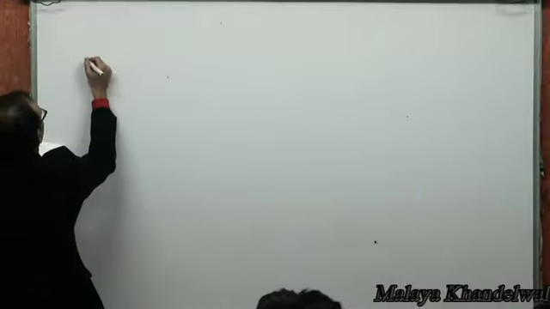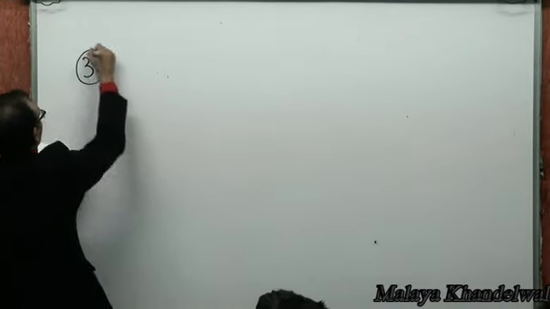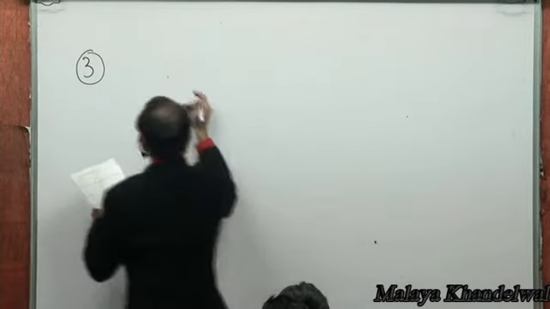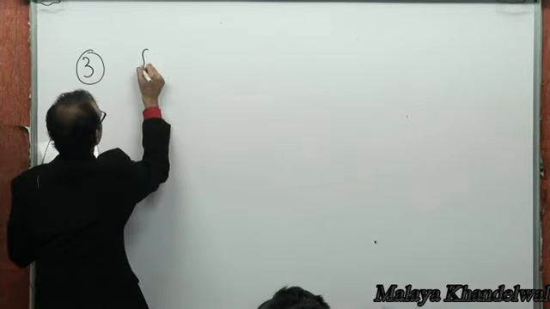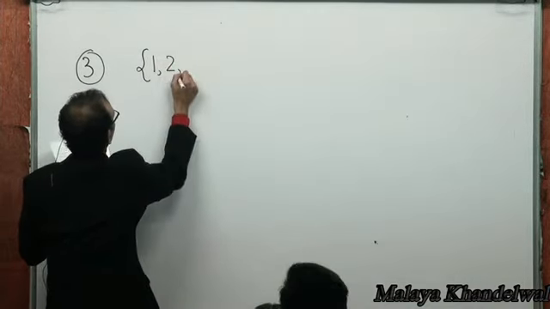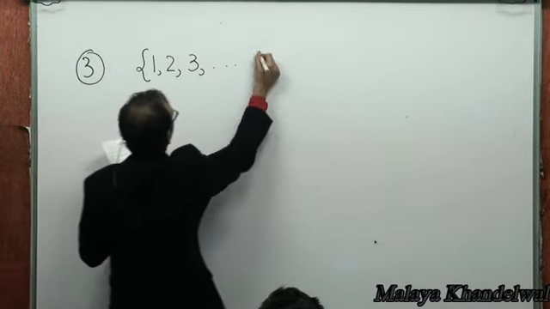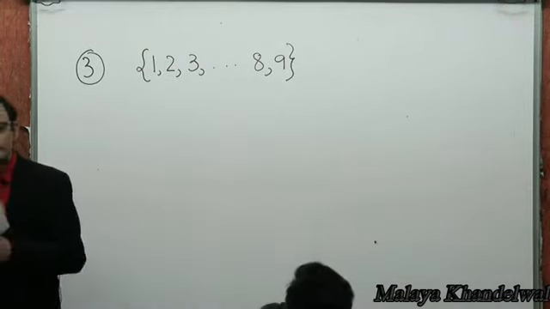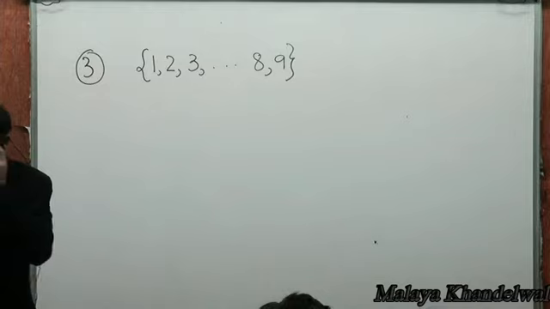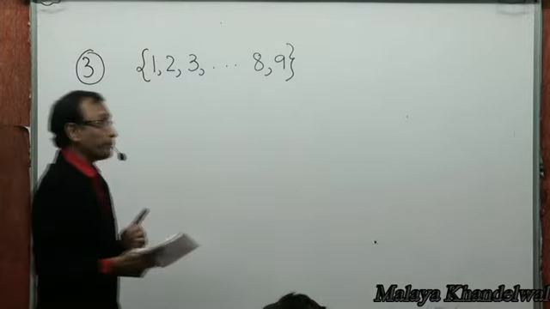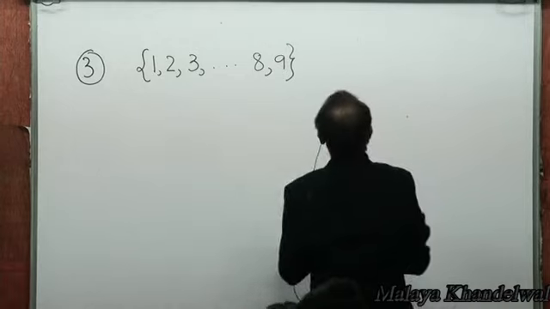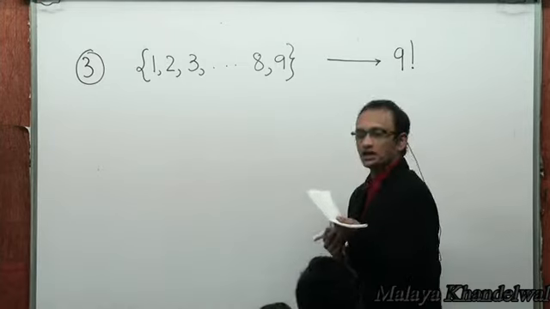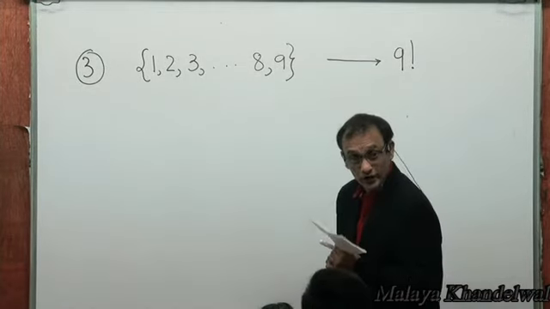Number 3. The number of permutations of the digits 1, 2, 3, ..., 9. We want to permute all of them, taken all at a time. First of all, there are in all 9 factorial permutations of these, unconditionally.